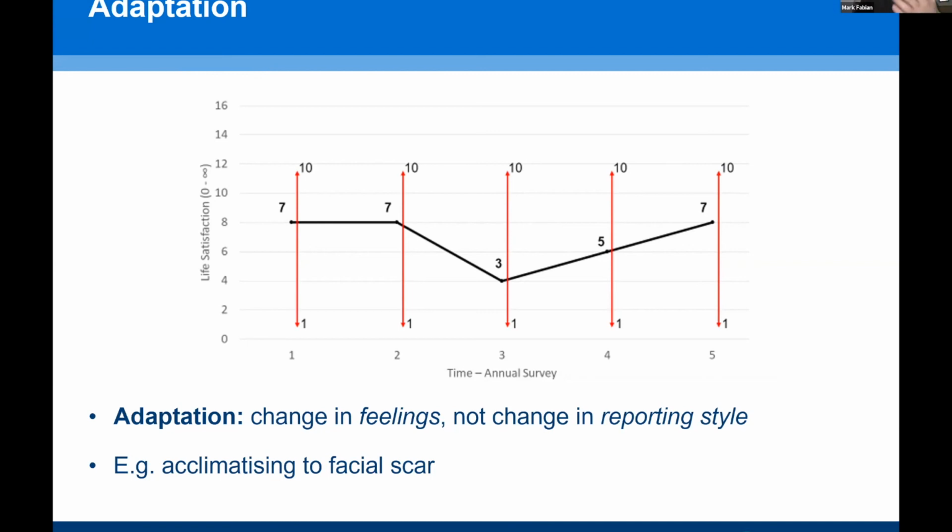But then over the next 2 waves, they acclimatize to this facial scar. It doesn't bother them as much or whatever it might be. And so their life satisfaction adapts. They have a real change in feelings. And by the time wave 5 comes along, they're a 7 again.